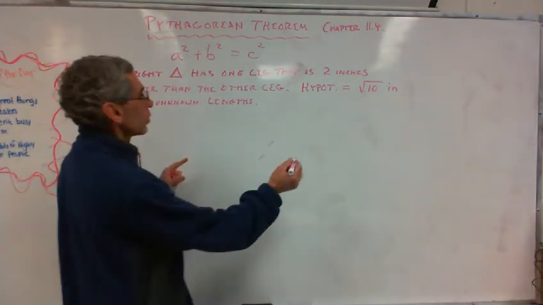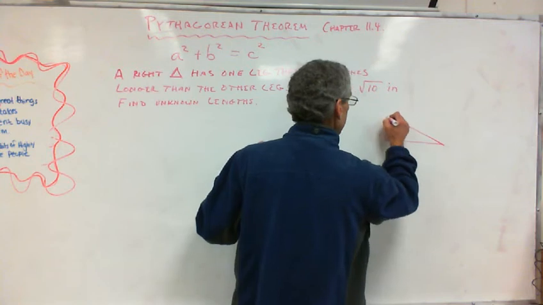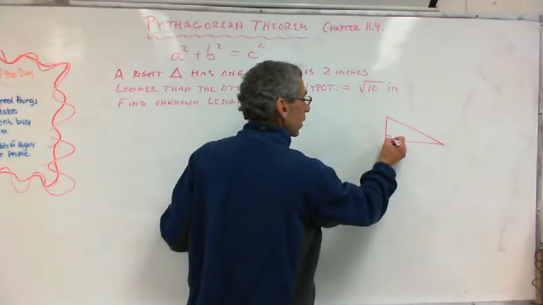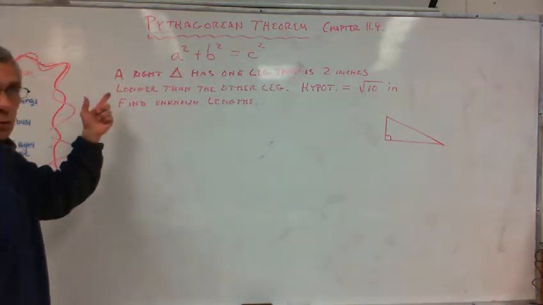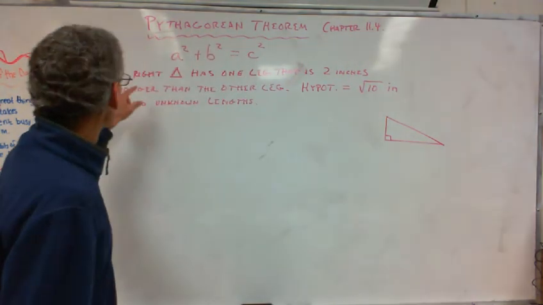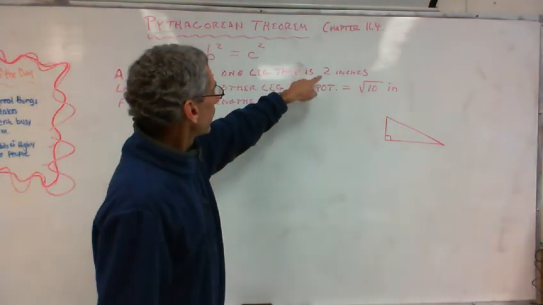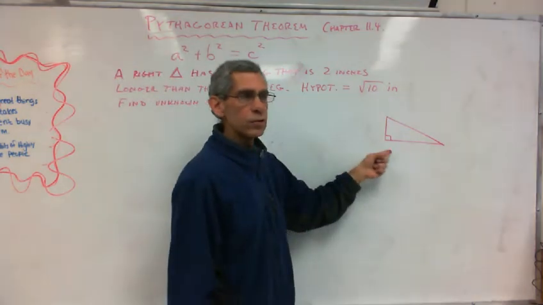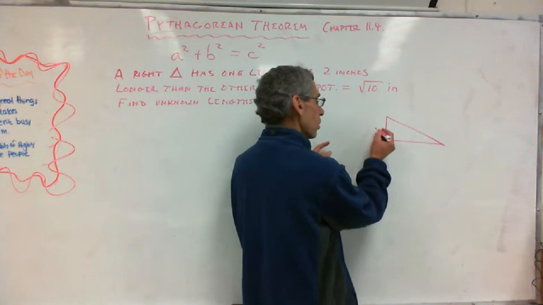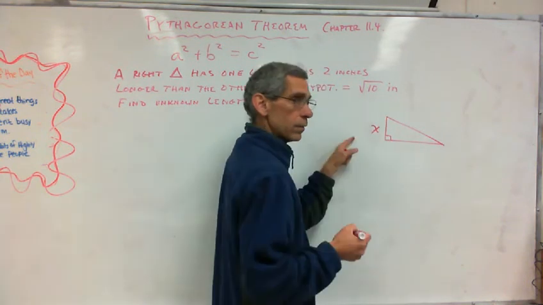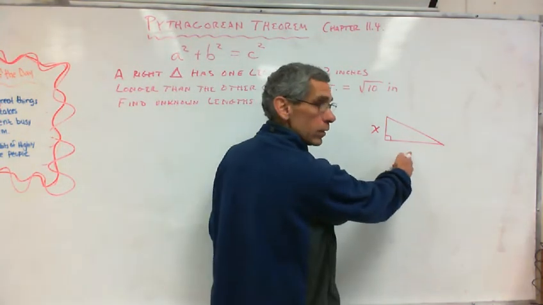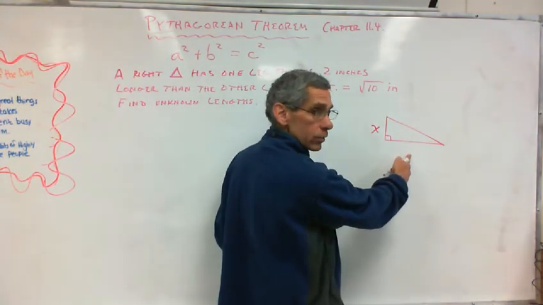So let's draw our little triangle here. What do you mean by unknown lengths? Well, let's look at it. Once we draw our little picture, I think it'll be really clear. A right triangle has one leg that is 2 inches longer than the other. Which one is going to be the smaller leg? This one? So we'll make that x. And then what's this one? It's 2 inches longer. How would I write that? x plus 2.